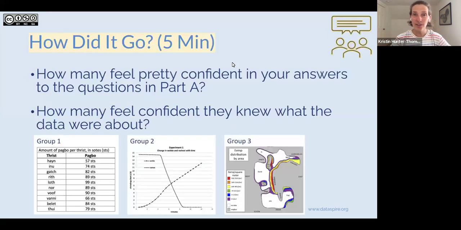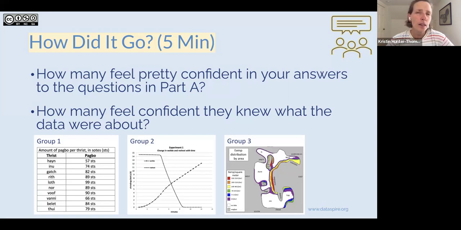Okay, so how did it go? What's important, if you did group 1, group 2, or group 3, is not which one, but just remember what group you are, because you need to look at the same group number for part B. We'll get there in a second.